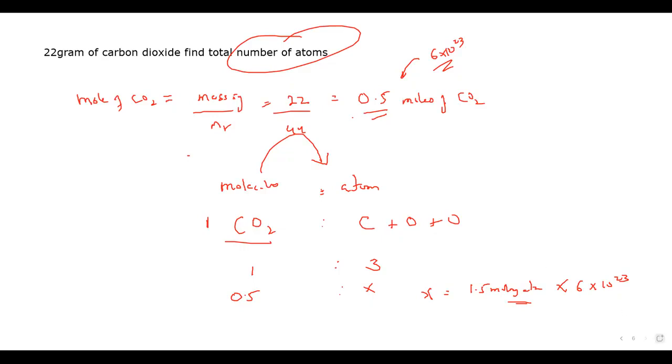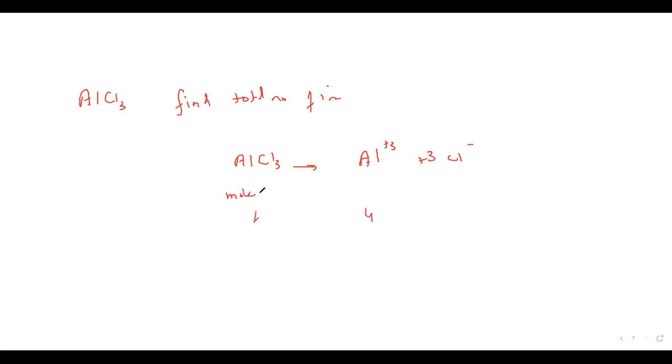If they're asking for ions, say you have aluminum chloride, AlCl3, and the question is to find the total ions. Aluminum chloride will dissociate into an aluminum ion and 3 chloride ions. So the ratio of molecule to ions is 1:4. So you can work out the ratio and find the number of ions.